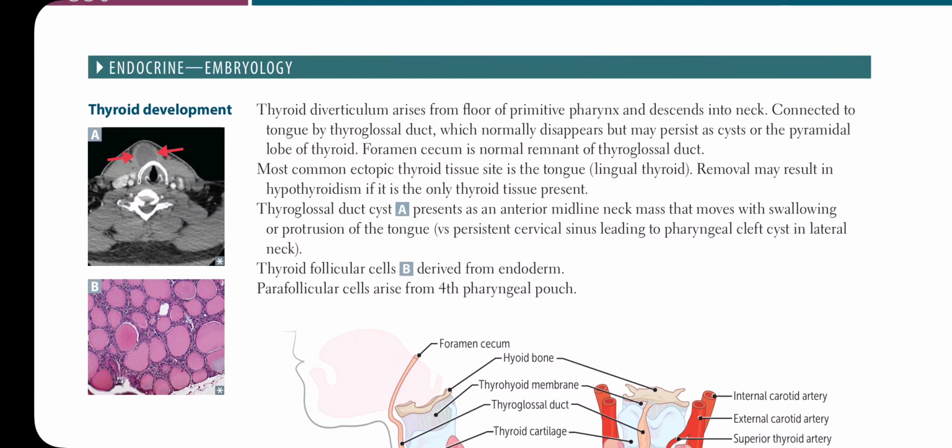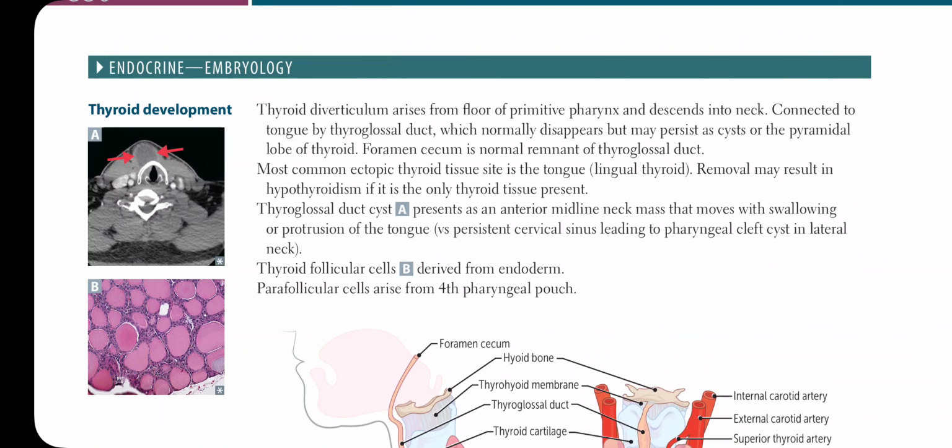Thyroid diverticulum arises from the floor of the primitive pharynx and descends into the neck, connected to the tongue by the thyroglossal duct, which normally disappears but may persist as a cyst or the pyramidal lobe of the thyroid. Foramen cecum is a normal remnant of the thyroglossal duct. The most common ectopic thyroid tissue site is the tongue, lingual thyroid. Removal may result in hypothyroidism if it is the only thyroid tissue present.